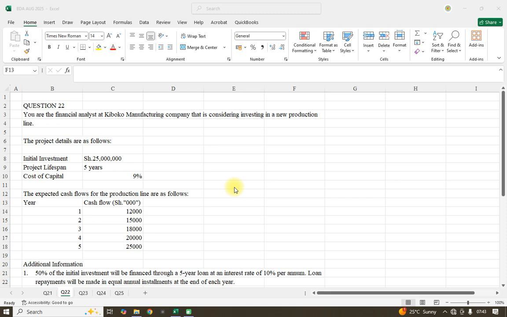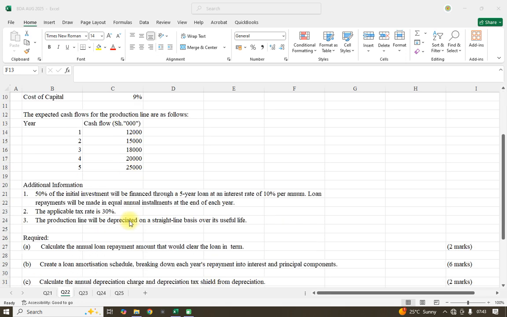We shall read through and tackle the question. The question read, you're the financial analyst at Kiboko Manufacturing Company that is considering investing in a new production line. The project details are as follows. Initial investment is 25 million. Project lifespan is 5 years. Cost of capital is 9%. The expected cash flow for the production line are as follows. So we have the year, the cash flow, and they are in thousand.